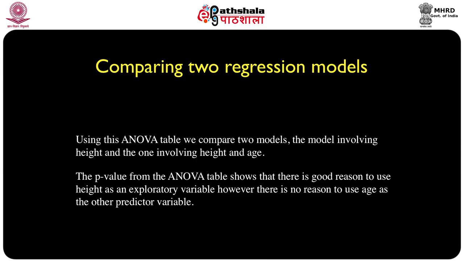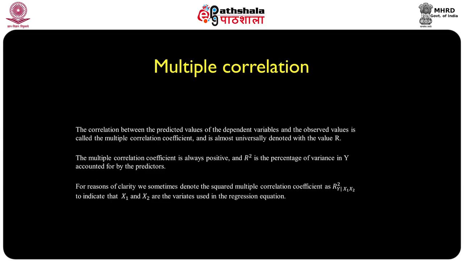After discussing the example of fitting a multiple linear regression model using the LM function in R, let me discuss two important concepts in context with multiple regression models. The first of which is multiple correlation. The correlation between the predicted values of the dependent variable y and the observed values is called the multiple correlation coefficient and is almost universally denoted with the letter R. The multiple correlation coefficient is always positive, and R square is the percentage of variance in y accounted for by the predictors. For reasons of clarity, however, we sometimes denote the squared multiple correlation coefficient as R square y given x1, x2, and this indicates that x1 and x2 are the variates used in the regression equation.